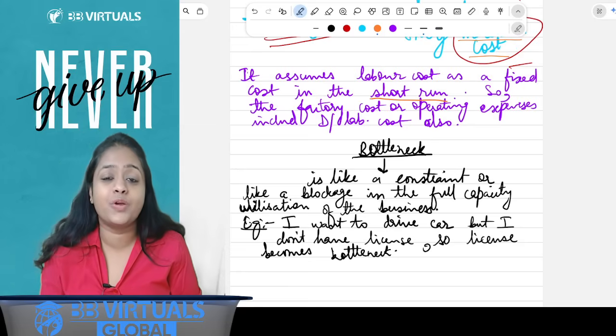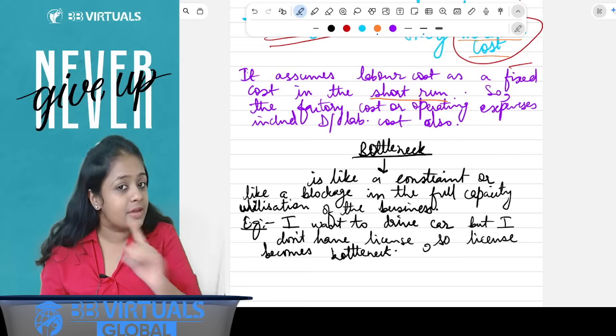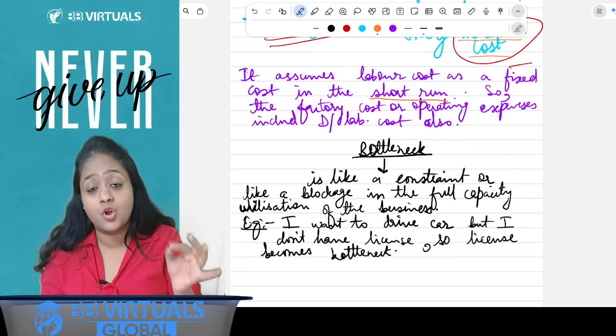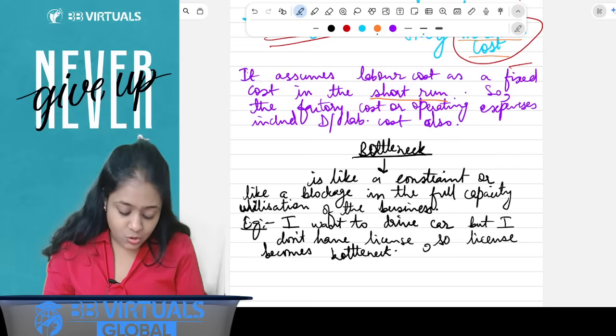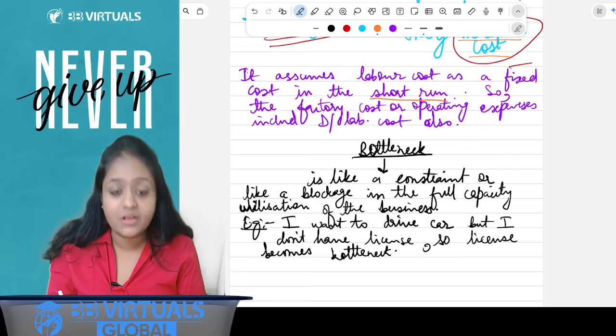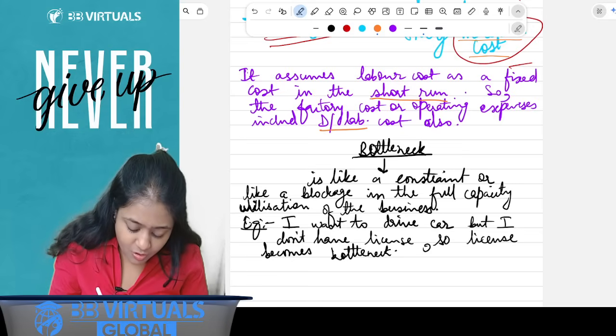Typical MCQ question in the exam. It is never long run oriented, it is a short run oriented cost. So the factory cost or the operating cost includes direct labor cost also.